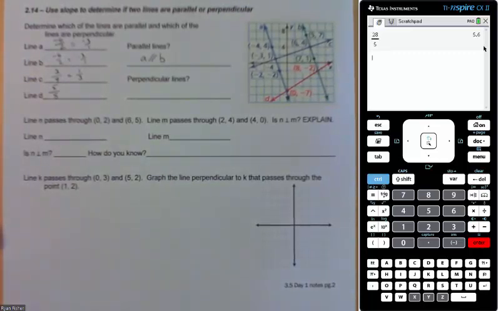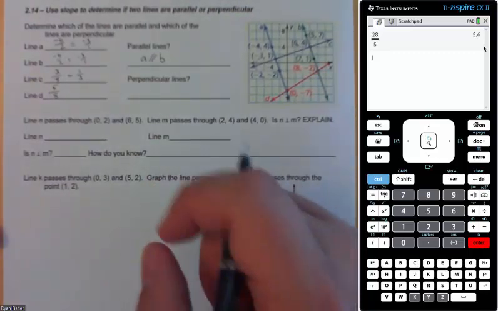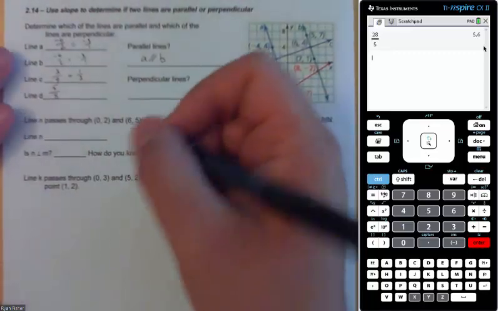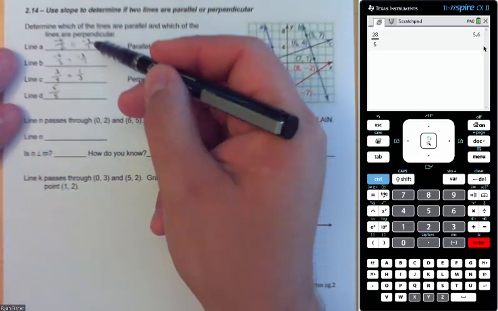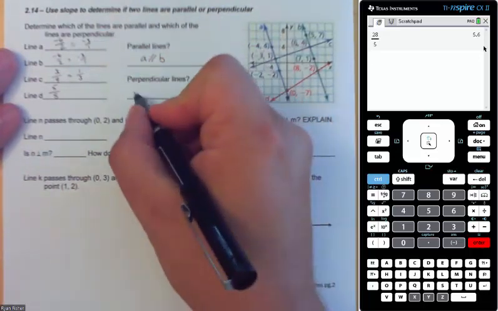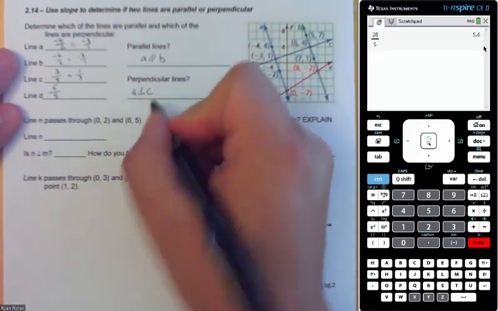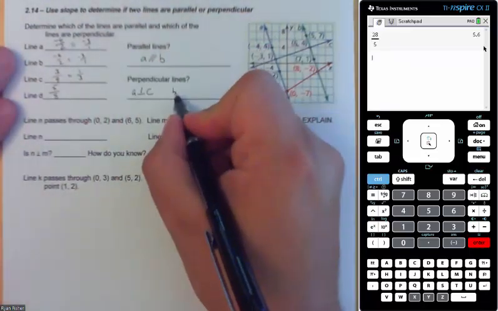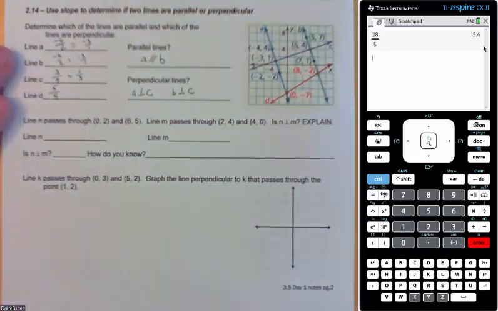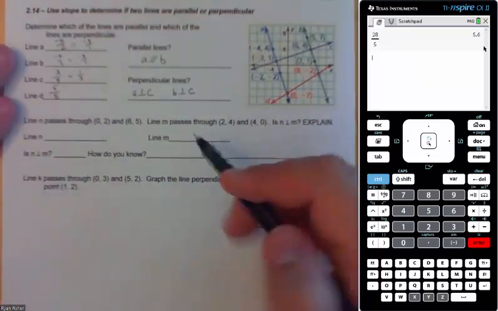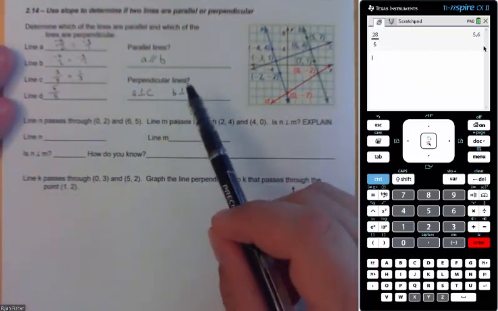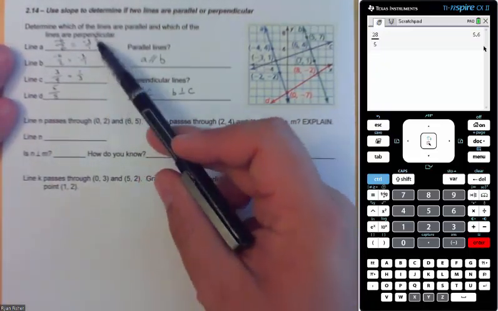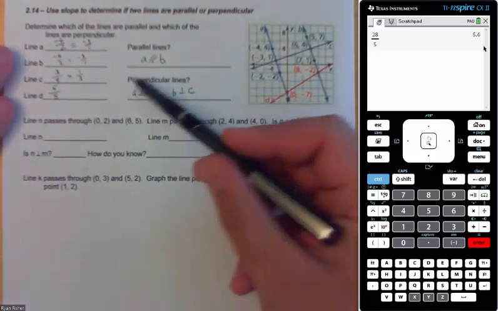Are there any perpendicular lines? Are there any lines that have opposite reciprocals, or whose slopes would multiply to be -1? I think there are. I think -3 over 1 and +1 over 3 are opposite reciprocals, and same with B and C. And that should hopefully make sense because we had a theorem from a previous lesson that said if two lines are parallel and one is perpendicular to a line, then the other is perpendicular to that line as well. And we're seeing that here.